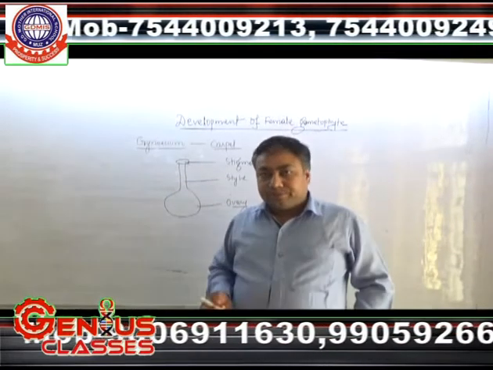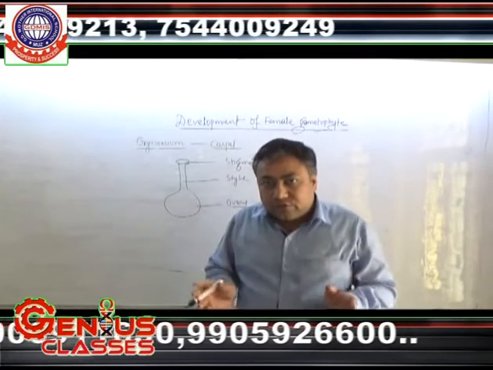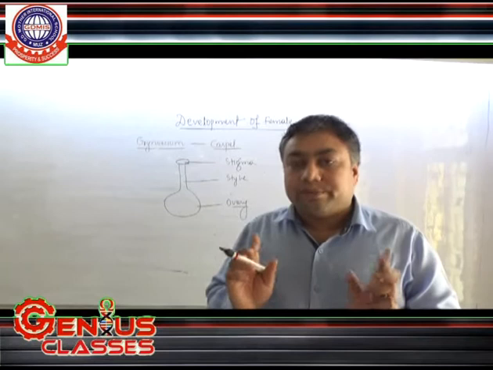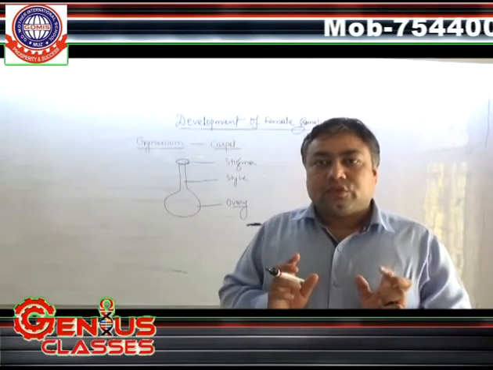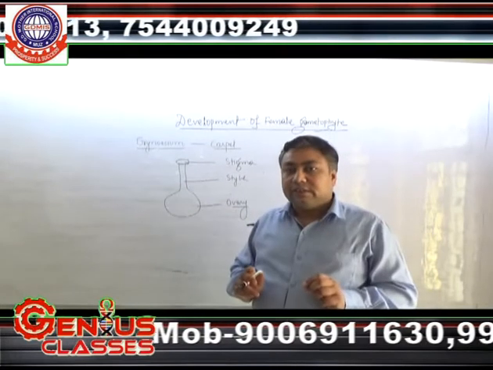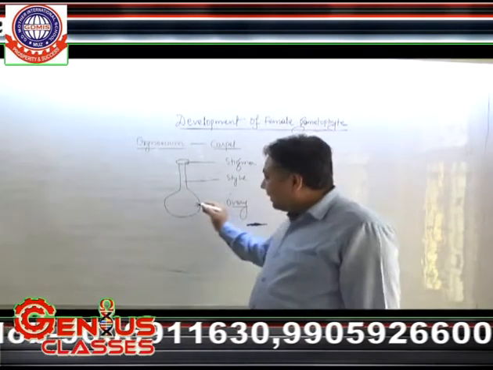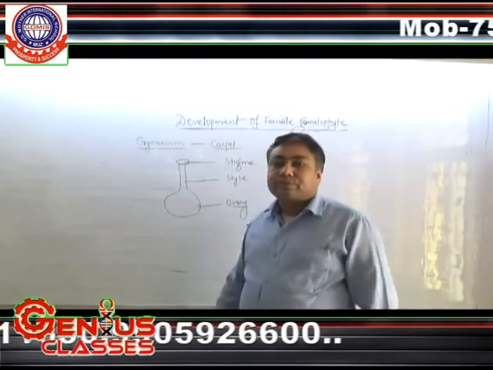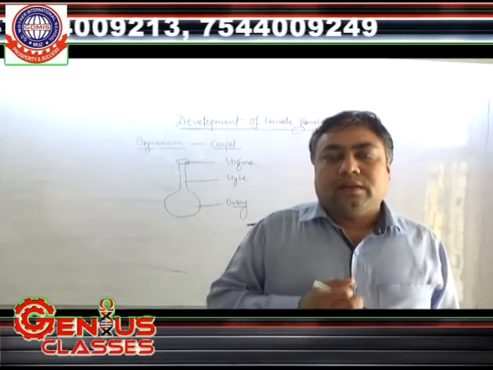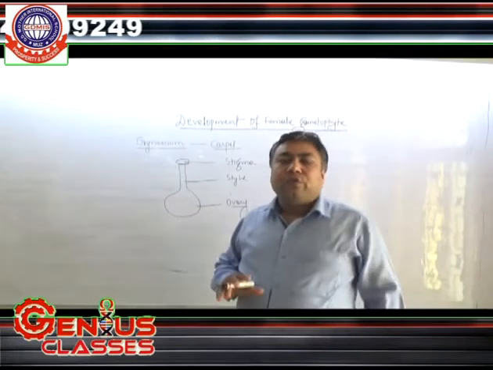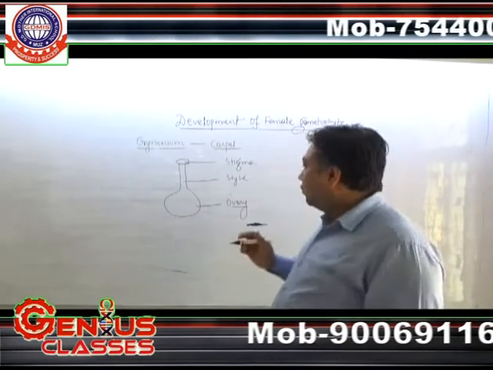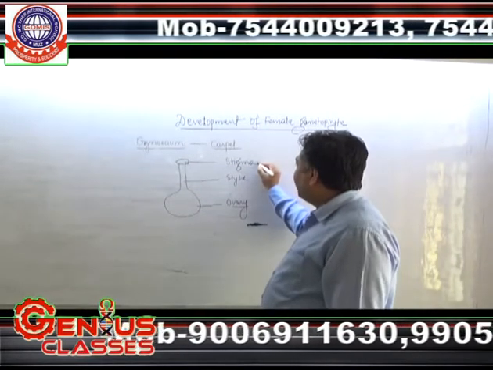Ovules are the structures in which the female gametophyte will develop. You can say an ovule is a future seed, and ovules are arranged inside the ovary. The arrangement of ovules inside the ovary is called placentation. So, we will define it one by one.